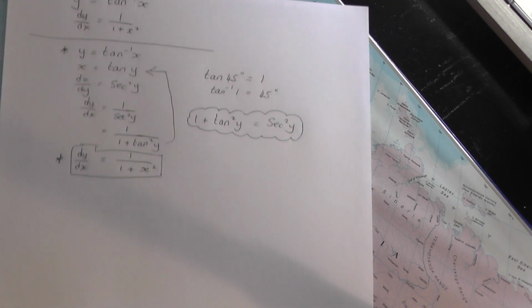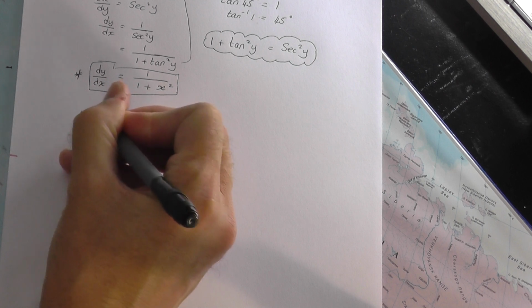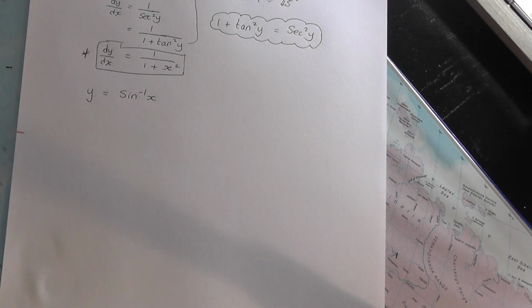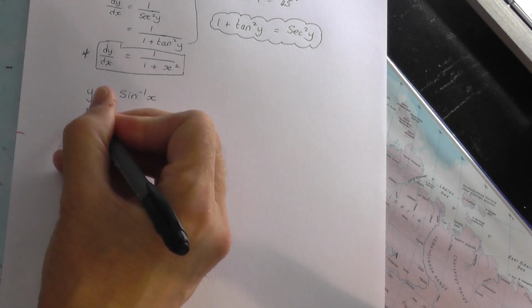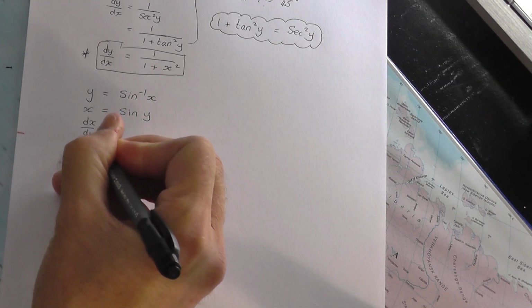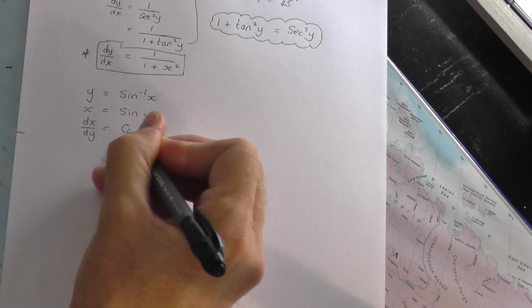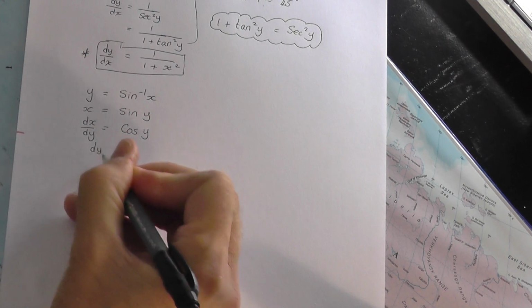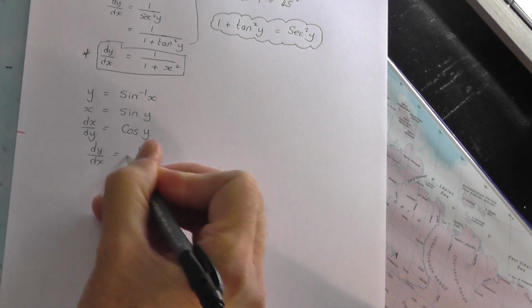So obviously we've got 2 more functions that you might be familiar with. The second function I'll do is y equals sine to the minus 1 of x. And I'm going to do things in a similar way. Rewrite it as x equals sine of y, like so. Then I'm going to differentiate with respect to y. So differentiate sine, you get cos of y. Then I'm going to flip this upside down to get dy by dx. So you flip that upside down and you get 1 over cos y.